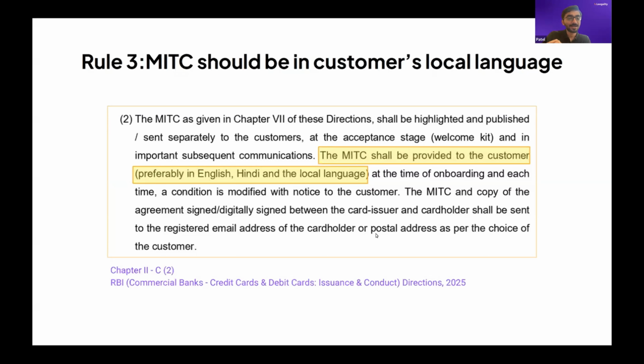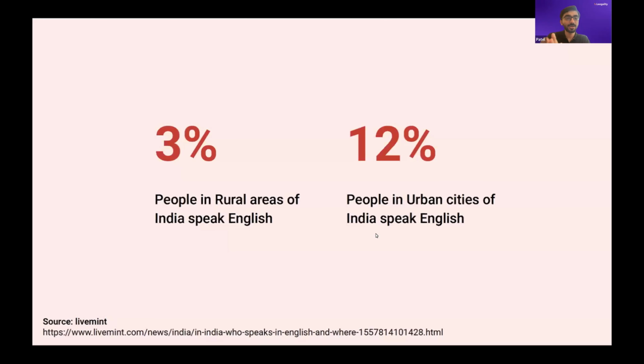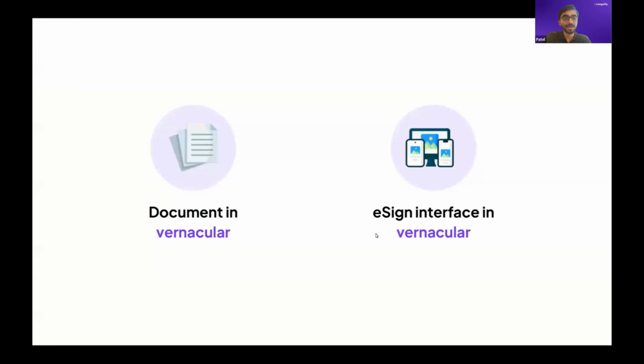It's not mandatory. But the fact is that if you plan to expand your card program to wider segments, especially things like Kisan credit card, right? Then it becomes an issue, right? Because most Indians do not speak English or are not comfortable in English, right? And in this scenario, basically, because of this demographic fact, preferably is pretty much mandatory, right? So for an e-sign flow, this means two things. One is the MITC and agreement must be in vernacular. This is simple enough to understand.